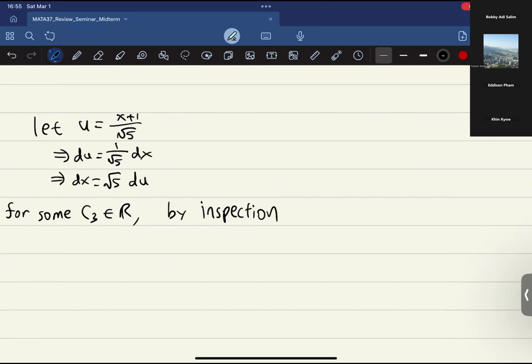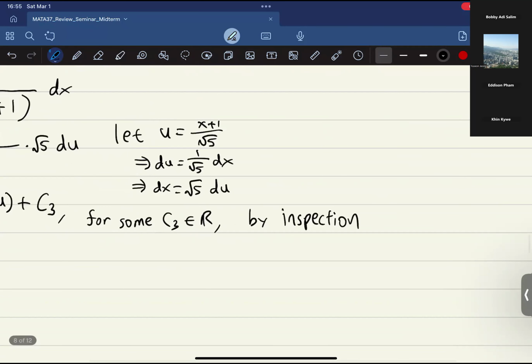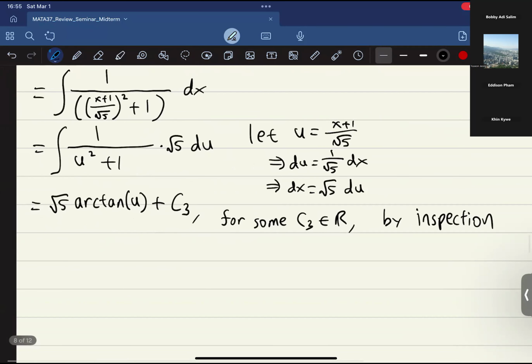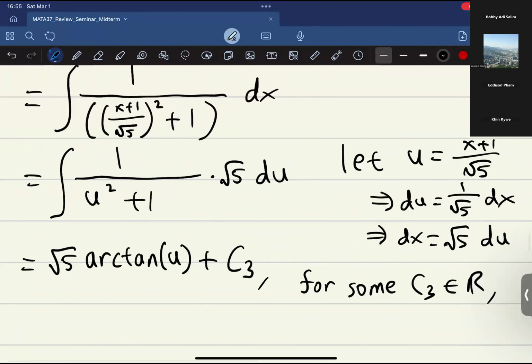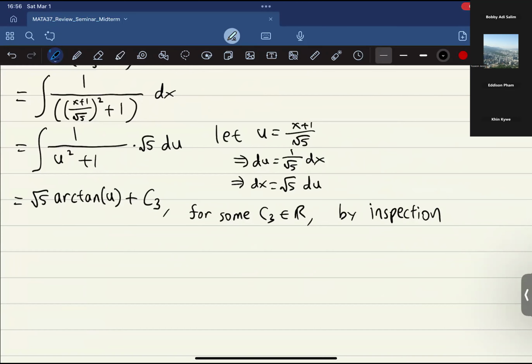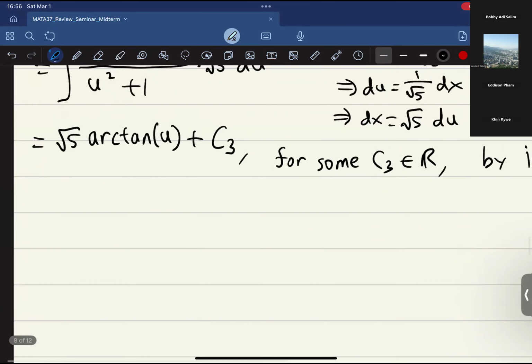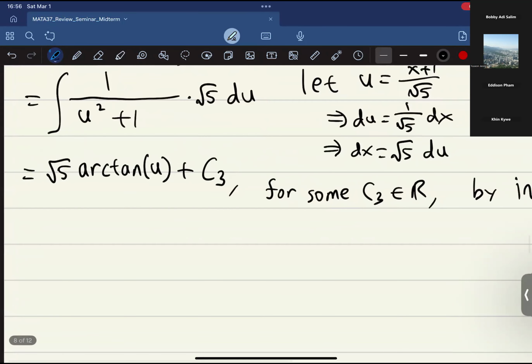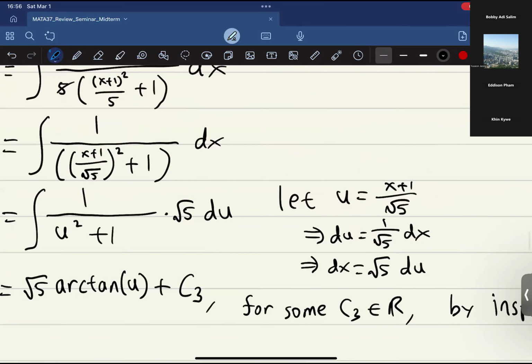We can solve this by inspection also, I believe. Which step are you talking about? The 1 over u squared plus 1? Without letting u. Oh yeah, you can certainly do that also, if you're comfortable with that. Yeah, a u-sub also works, but doing an inspection from here also works.